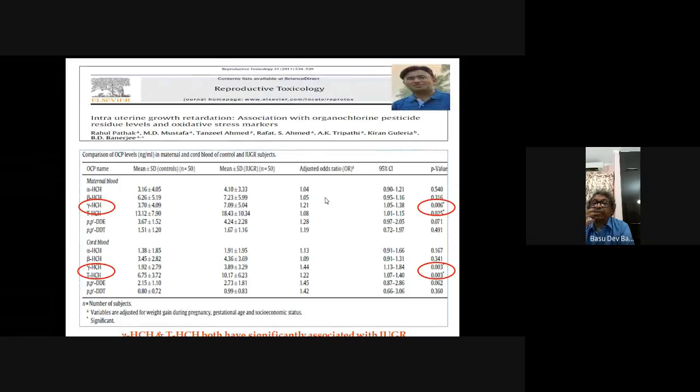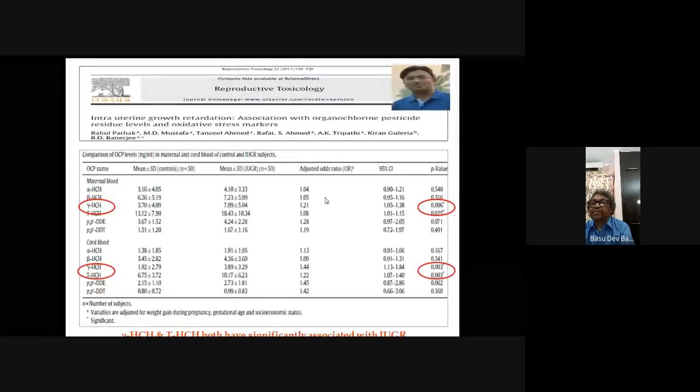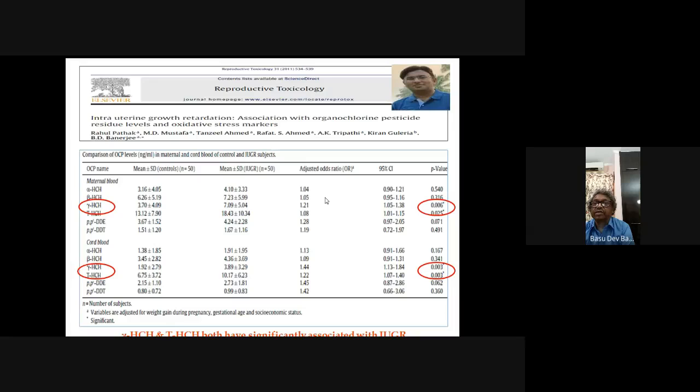Yes, and we also found gamma HCH, which is hexachlorocyclohexane, very commonly known as gammaxane powder. Both are significantly associated with intrauterine growth retardation, and Rahul Pathak completed his PhD thesis showing that their presence is very important as an oxidative stress marker, which all of you know. These pesticides can cause it. I'm not going into the detail of the mechanism, but it shows that their presence is going to change the birth weight or retard the size of the baby. Can I have next?